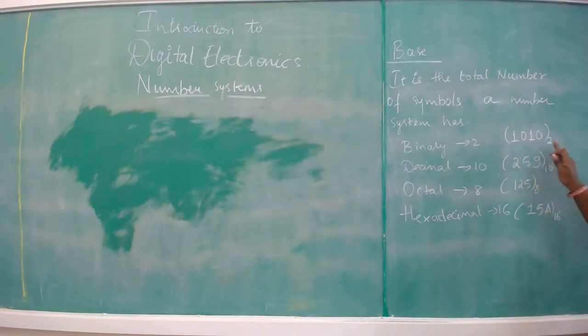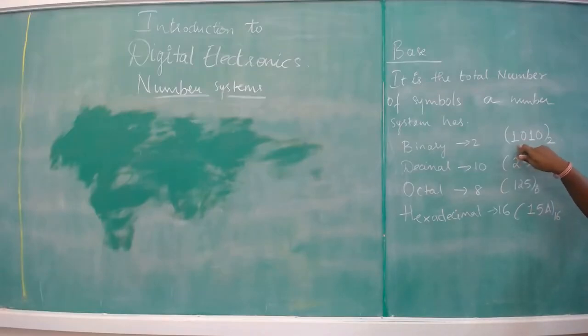Any binary number written with base 2 simply tells us that it is a binary number. Any number with base 10 indicates that it is a decimal number. Any number with base 8 indicates that it is an octal number. Any number with base 16 says that it is a hexadecimal number.